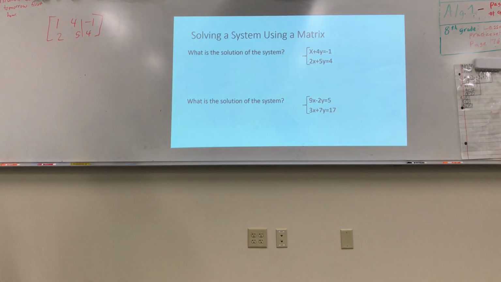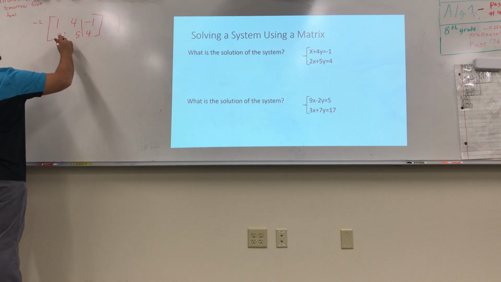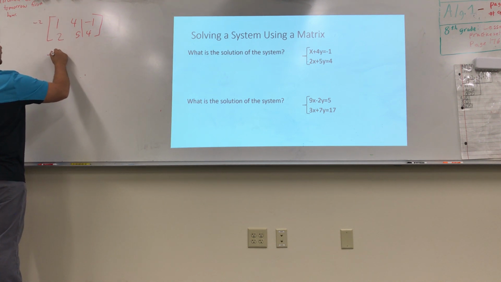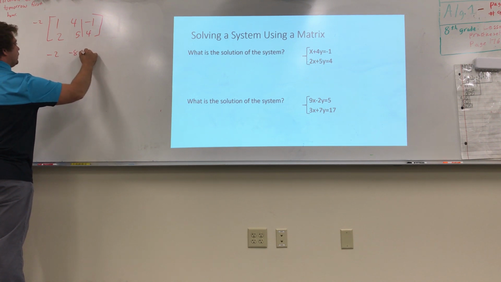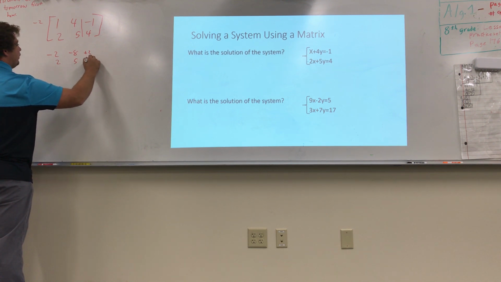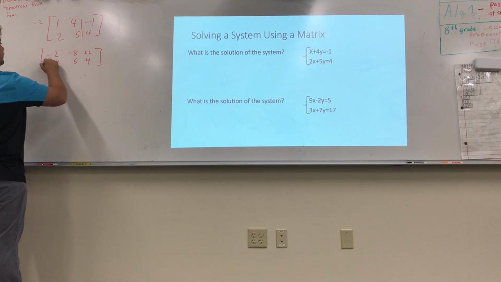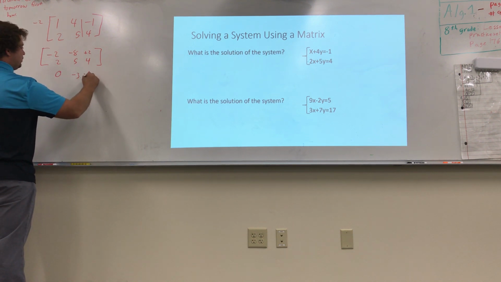Now at this point, you are going to do exactly what you had to do yesterday. We want one of them to disappear or eliminate. So I'm going to multiply the top by -2. When I do that, I'm going to get -2, -8, and +2. So I'm going to get 2, 5, 4. When I simplify, this is going to be 0, this is going to be -3, and this should be 6.